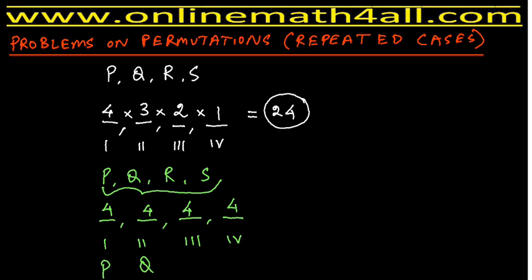So 4, 4, 4, 4. The reason is the letters can be repeated. Once a letter is used in one of the blanks, say in the first blank, the letter that I used in the first blank can be used again in any of the other blanks. That is why we write 4, 4, 4. Each and every blank has four options since the letters are repeated. To get the result, we just have to multiply all the values. 4 times 4 times 4 times 4, we will be getting 256.